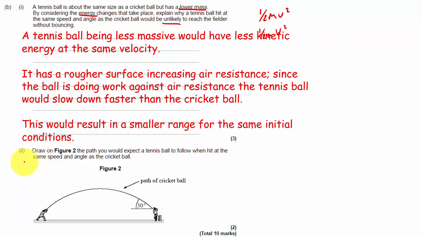Right, so draw onto figure 2 the path you would expect the tennis ball to follow when hit at the same speed and angle as a cricket ball. I'd imagine that it would start off almost exactly the same, and then as air resistance took its toll on the tennis ball more than it did on the cricket ball, I would expect the paths to diverge, and the tennis ball to not reach the same height and to not get as far. Okay, so something like this.